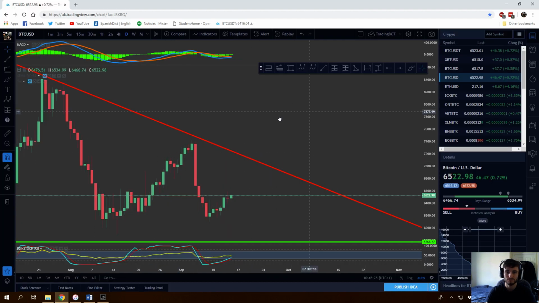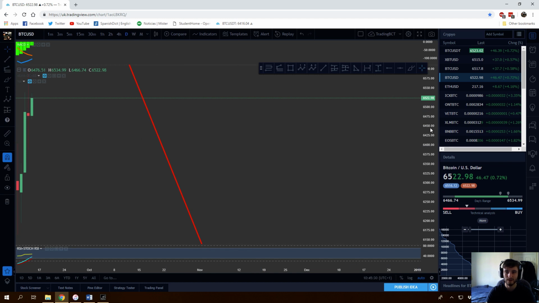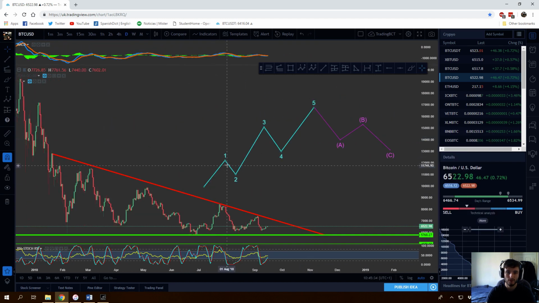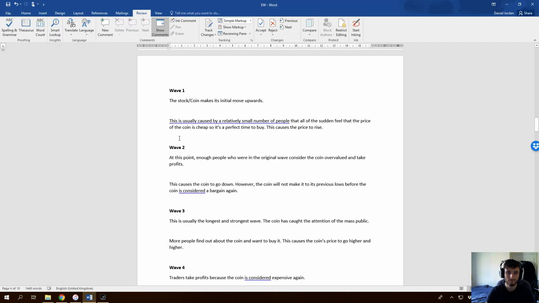So wave 1, let's zoom back out here. So wave 1, we make our initial move upwards. This is usually caused by a relatively small number of people that all of a sudden feel that the price of the coin is so cheap, it's a perfect time to buy. And obviously, if this was reversed and the value became too high, then you get it back down.